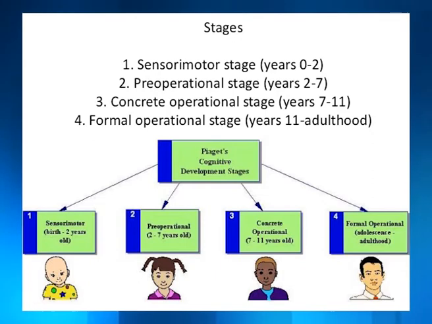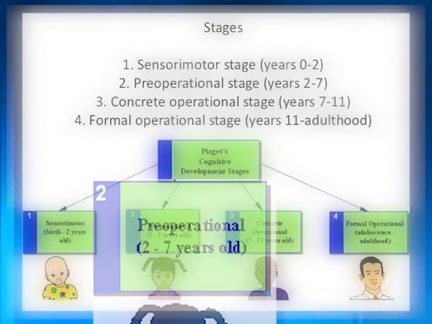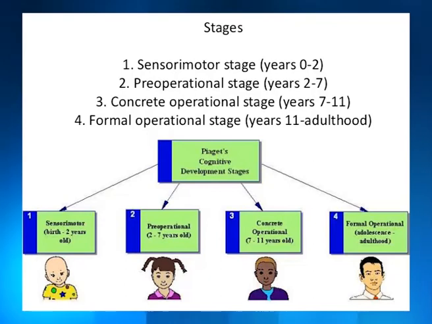The second stage is the pre-operational stage. The pre-operational stage, which lasts from 2 years of age to 7 years, involves young children being able to think about things symbolically. This is the ability to make one thing, a word or an object, stand for something other than itself. Thinking in this stage is still egocentric and the child has difficulty taking the viewpoint of others.